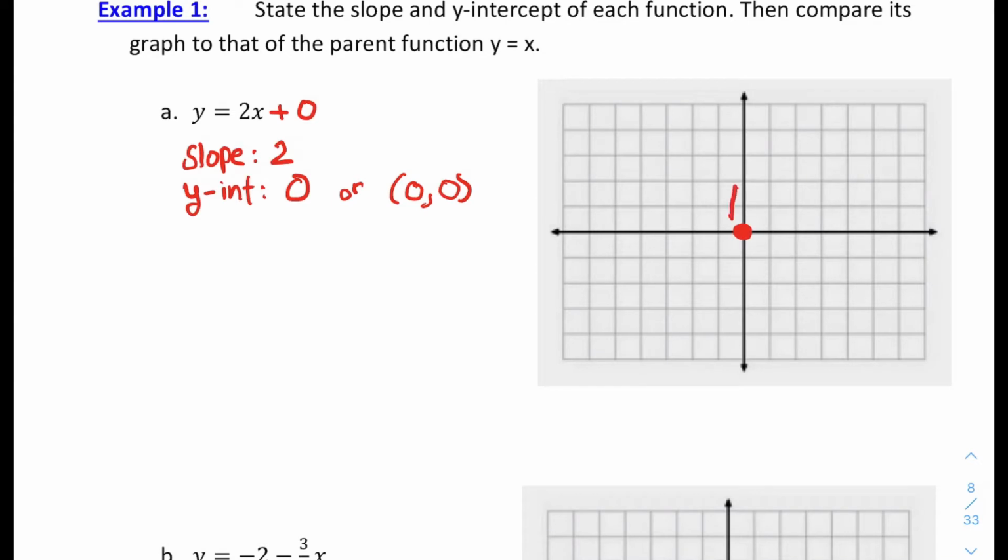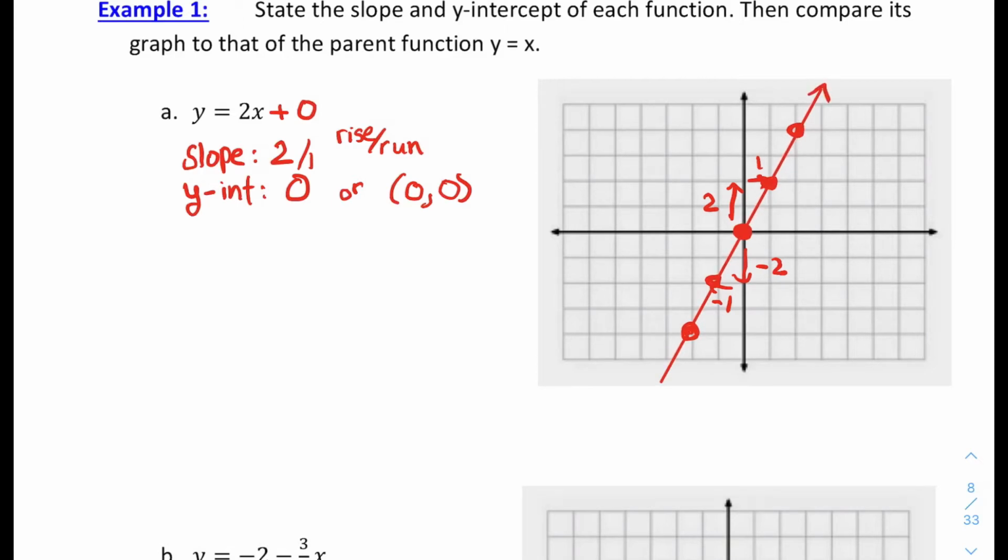If you graph it, you want to graph your y-intercept first, so cross the y-axis at 0, and then your slope is 2. So think of it as rise over run. It needs to go up 2 and to the right 1. Since it's positive 2, I could go in the up direction, right direction, or I could go down in the negative direction and left in the negative direction, because that would still give me a slope of positive 2 if I divide negative 2 by negative 1.